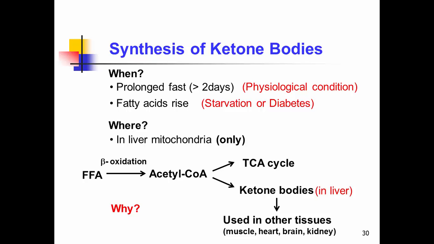The other interesting thing is that ketone bodies are synthesized in the liver but not utilized in the liver. Once synthesized in the liver, they are released into the circulation and utilized in other tissues. The brain is one of the important tissues that utilize ketone bodies, and other tissues like muscle, heart, and kidney also utilize them. We're going to explain the reason why the liver cannot use ketone bodies.